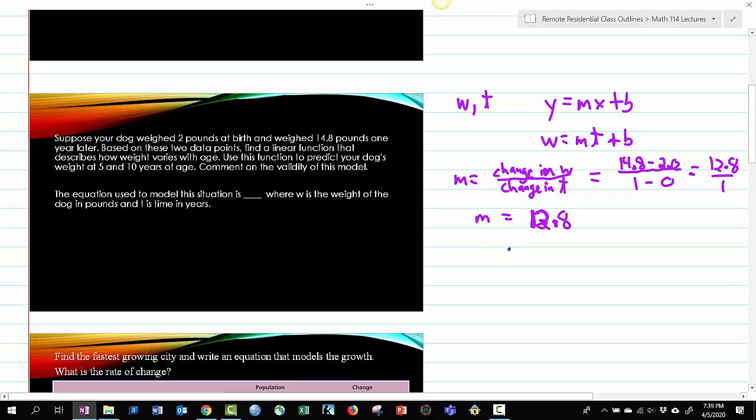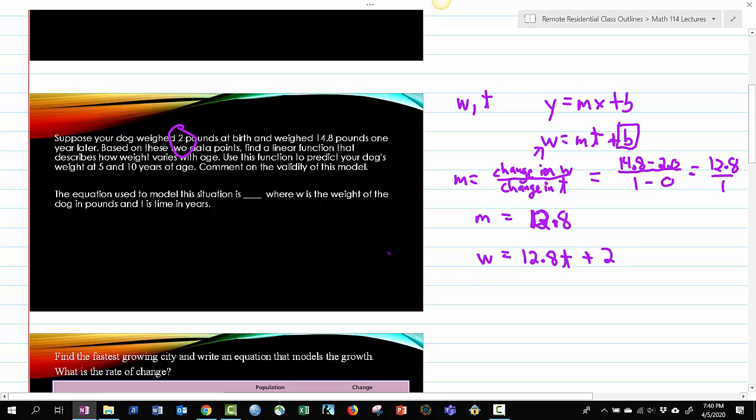Okay, but now we need to finish writing our equation. W equals, so our m, our rate of change, is 12.8 t. And remember, our b is the starting value of the W, right? Well, the starting value was 2 pounds. So we don't have to really go through anything else, it's just plus 2. All right, there's our equation.